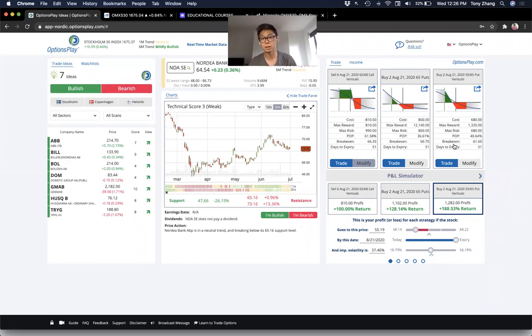So I hope that today's session was helpful in giving you a better understanding of how to think about these option strategies, how to set them up within OptionsPlay so that you can really compare them side by side and get a better understanding of which strategy is best suited for your particular outlook, regardless of what stock or ETF you want to take a look at.